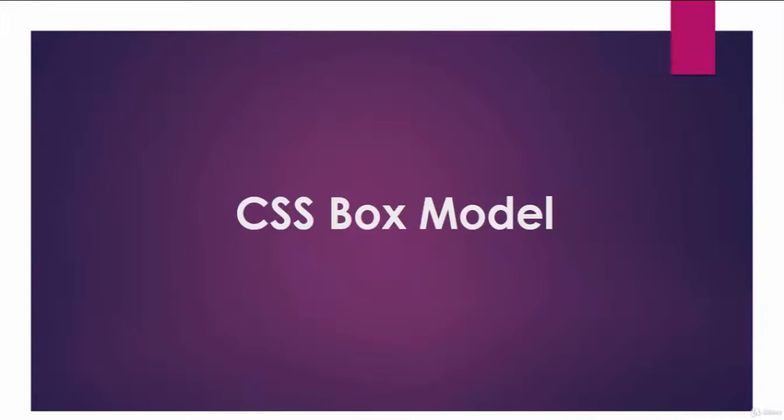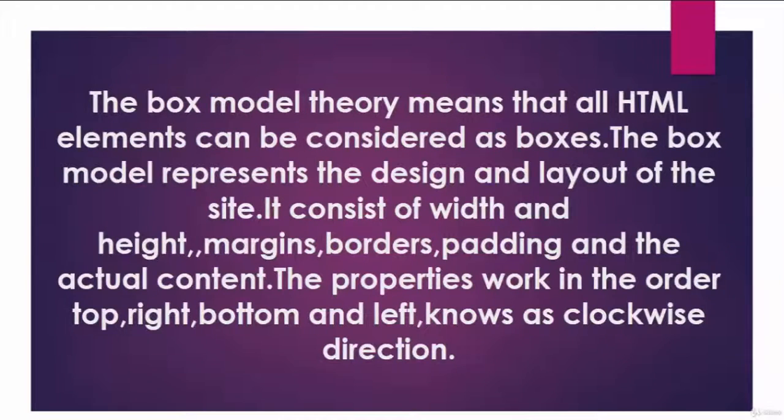In this tutorial, we are going to be learning about the CSS box model. The box model theory means that all HTML elements can be considered as boxes. The box model represents the design and layout of the website. It consists of width and height, margins, borders, padding, and the actual content. The properties work in the order top, right, bottom, and left, also known as clockwise direction.